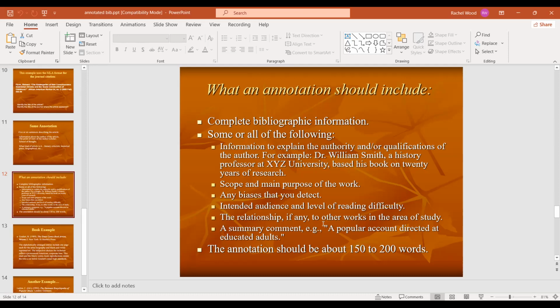And then the relationship to any other works in the area of study. So, you know, if you're reading an article about immigration and then there's another article about DACA, there's a relationship there because the two topics are interconnected. The authors may not even know each other, but they're probably going to be saying a lot of the same thing. So you may want to look at something along those lines if there's any other works in that area of study. And then a summary comment. So you can say something along the lines of, this is a popular account of the Eastland tragedy in Chicago, and it's aimed at educated adults. Certainly that would work, something along those lines. And again, 150 to 200 words.